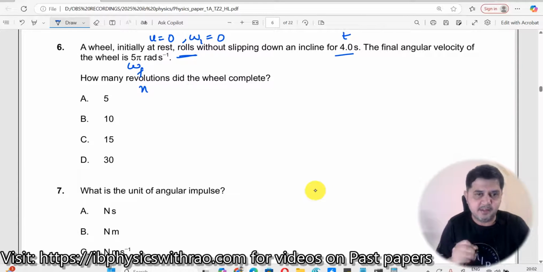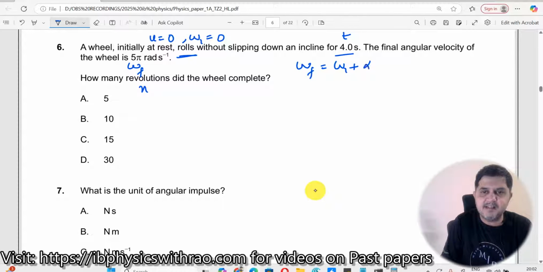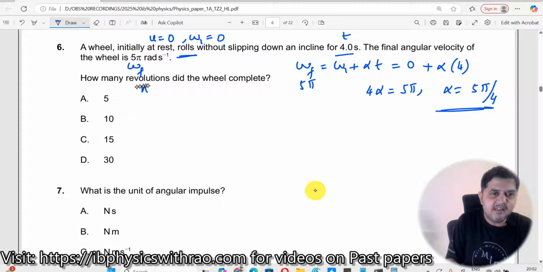Now what do we do here? It's a wheel and we need to find out how many revolutions. Acceleration is not given, so we use omega final is equal to omega I plus alpha t. Omega I is 0, alpha is not given, and the time is 4 seconds, so 4 alpha, and this value is given as 5 pi. Therefore 4 alpha is equal to 5 pi, or alpha is equal to 5 pi divided by 4. So that is the angular acceleration. What is he asking? The number of revolutions.